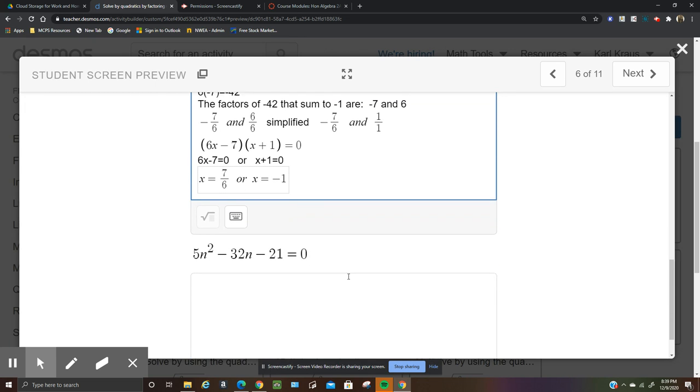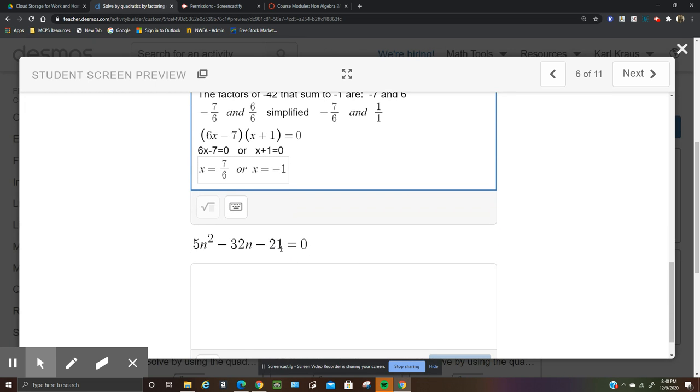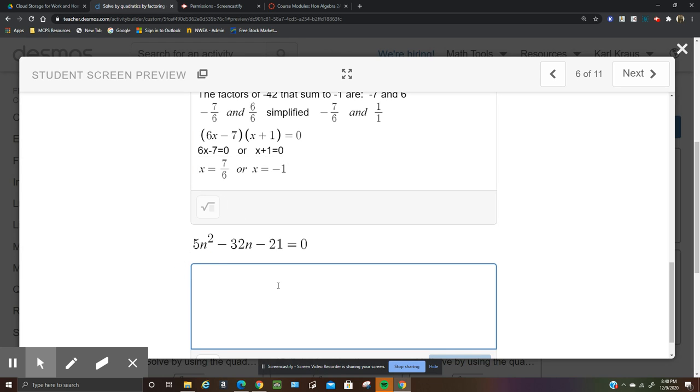This one's going to be a little bit harder because you get a larger number when you multiply these together here. So 5 times negative 21 equals negative 105.